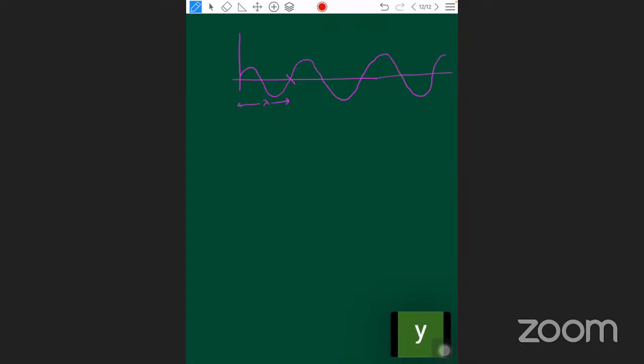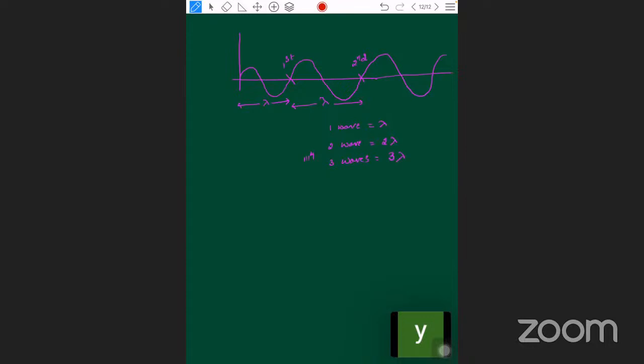So in the first wave, what is the distance? Lambda. If I go to the second wave, one more lambda is added up, right? So for the second wave, for the two number of waves, what is the wavelength? 2 lambda. Similarly, if I have 3 waves, how many wavelength we have?